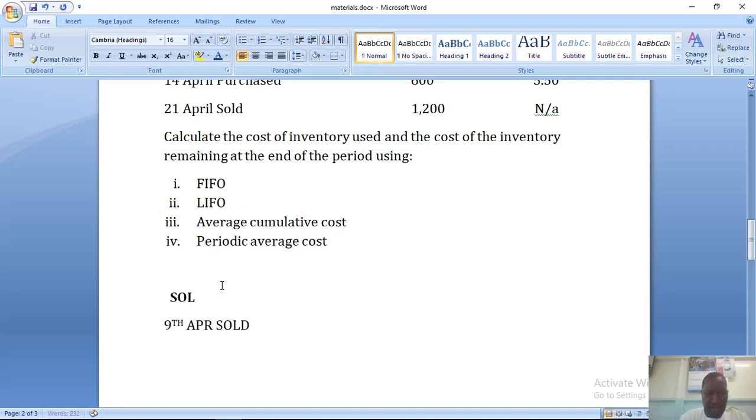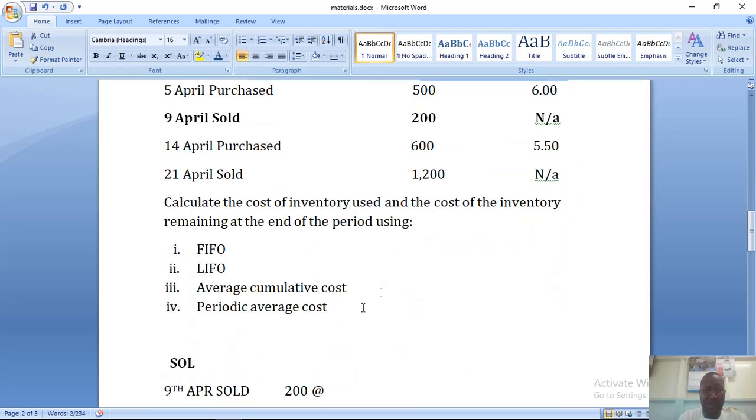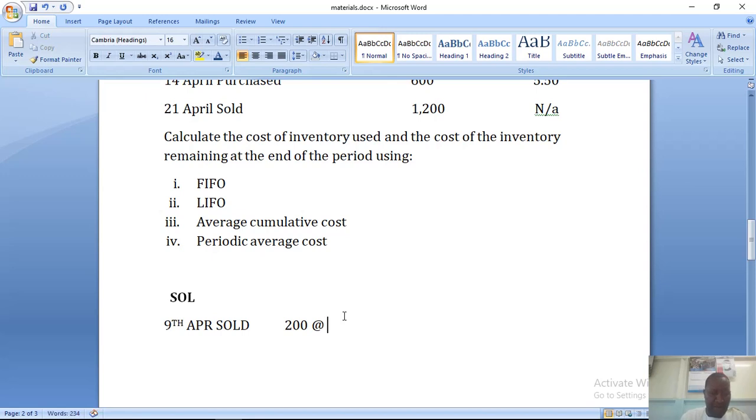On 9th April, we have an issue or sold. Those units are 200 units, and these units are coming from the earliest consignment that we had, 1,000 units. There it is, multiplied by the value of those units. The value per unit is $5. So multiplied by $5, that's the cost of that issue or sale, and this is going to be $1,000.